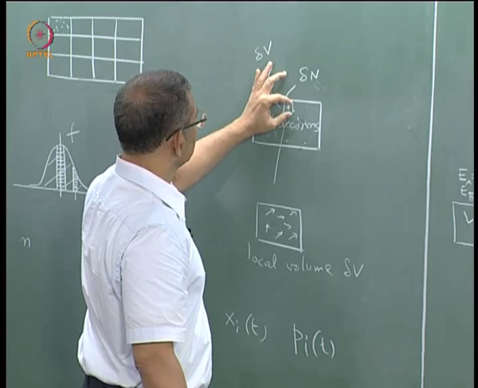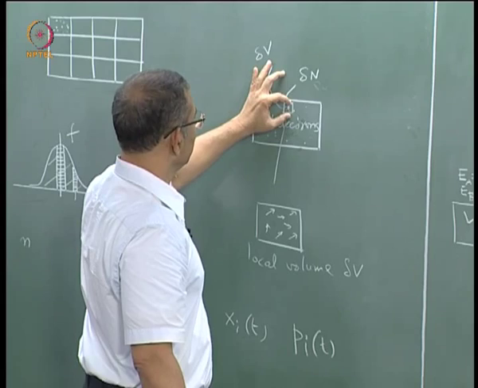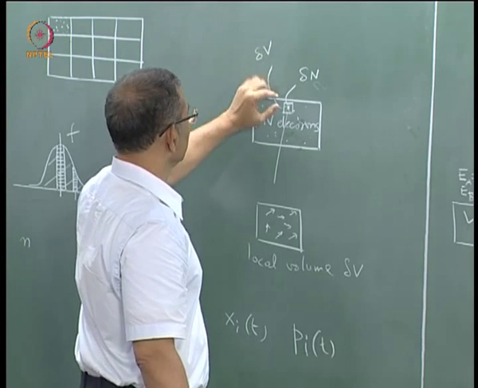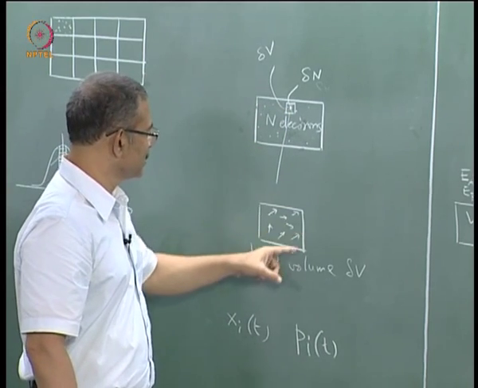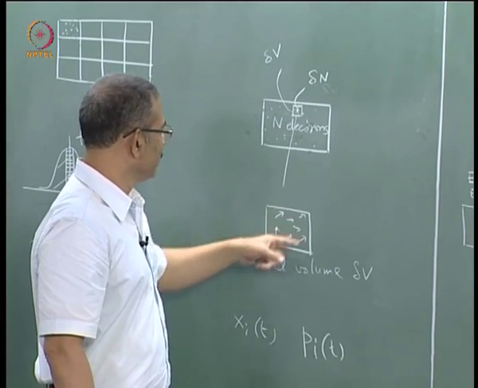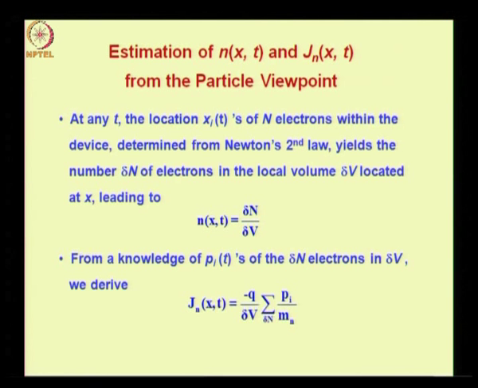I find out the electrons which are present in this local volume, then I take the ratio of this number to this local volume, I get small n, and similarly I find out the momenta of these delta n electrons, and then from this momentum information I get the current. So that is the next step. From knowledge of pi(t) of the delta n electrons in delta V, we derive Jn of x comma t equal to minus q by delta V into sigma pi by mn, where the summation is done over the delta n electrons.